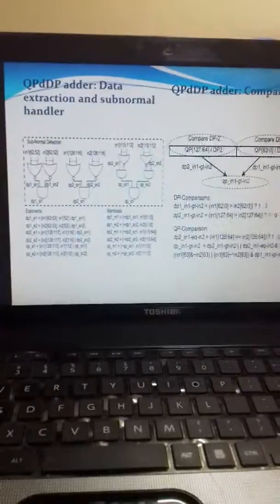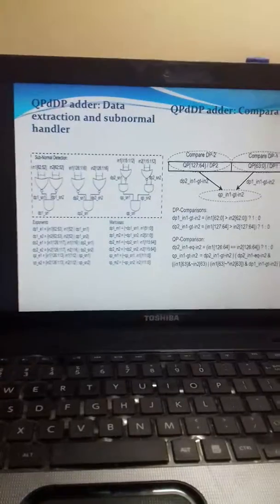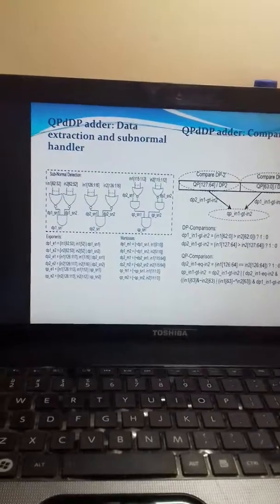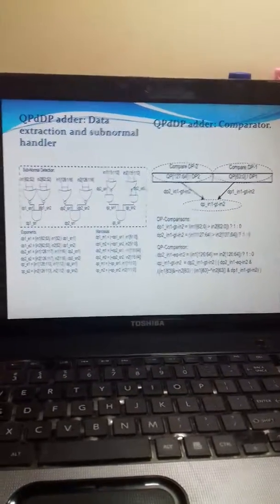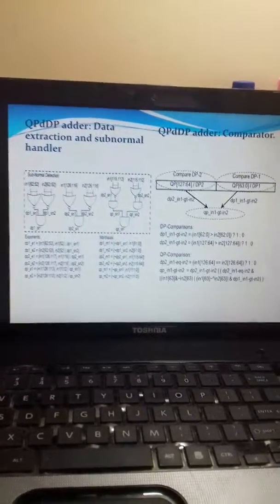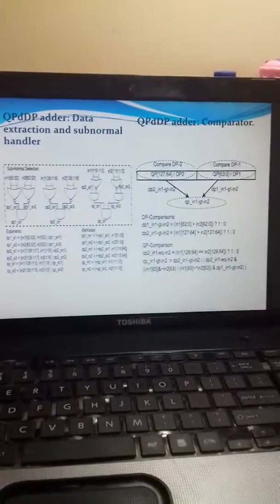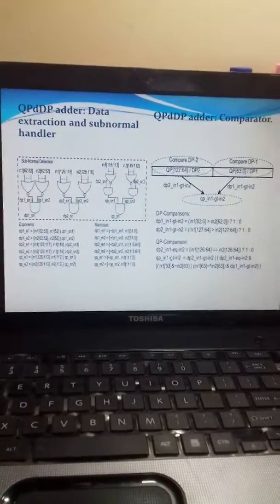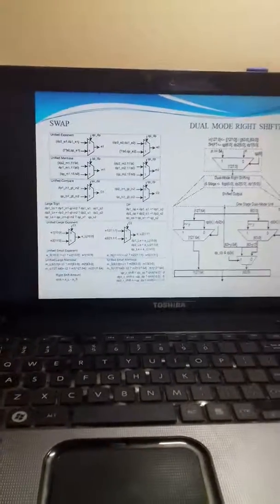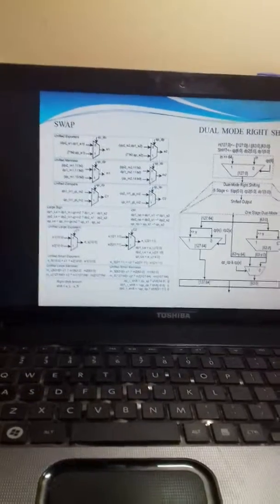Now coming to each and every block of our architecture. The first is the data extraction and subnormal handler block. This block converts the normal input operands into the floating point format, extracting the sign, exponent and mantissa for both QP and DP mode. Beside it we have the comparator block, which compares the two inputs. Next we have the swapping block. It generates the large sign, that is the output sign bit, small and large exponent, and small and large mantissa.